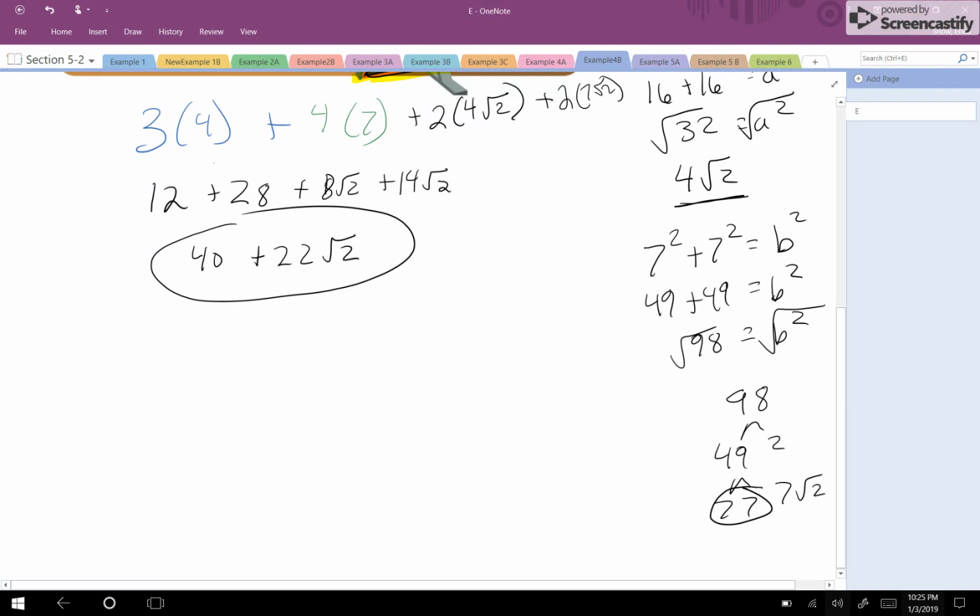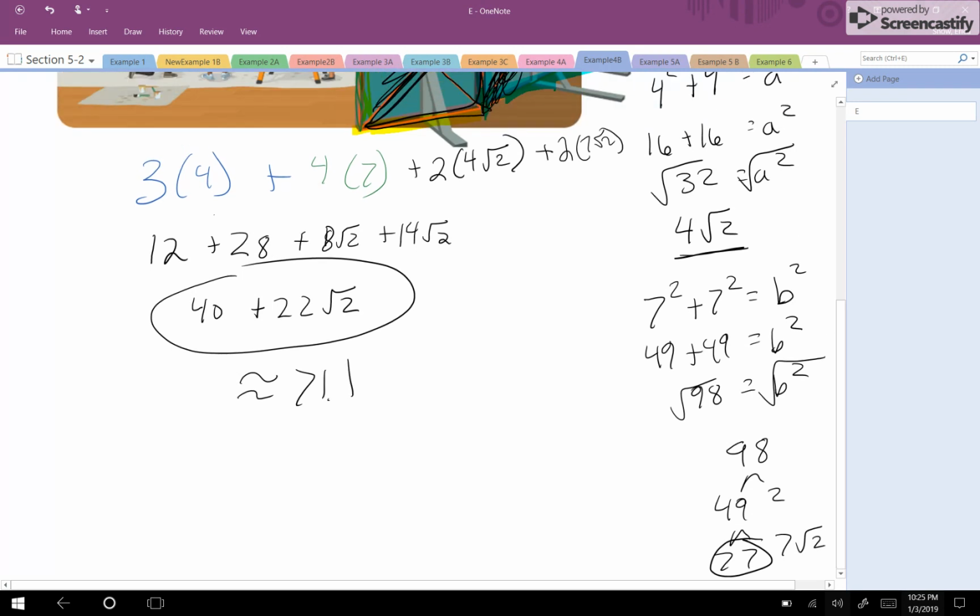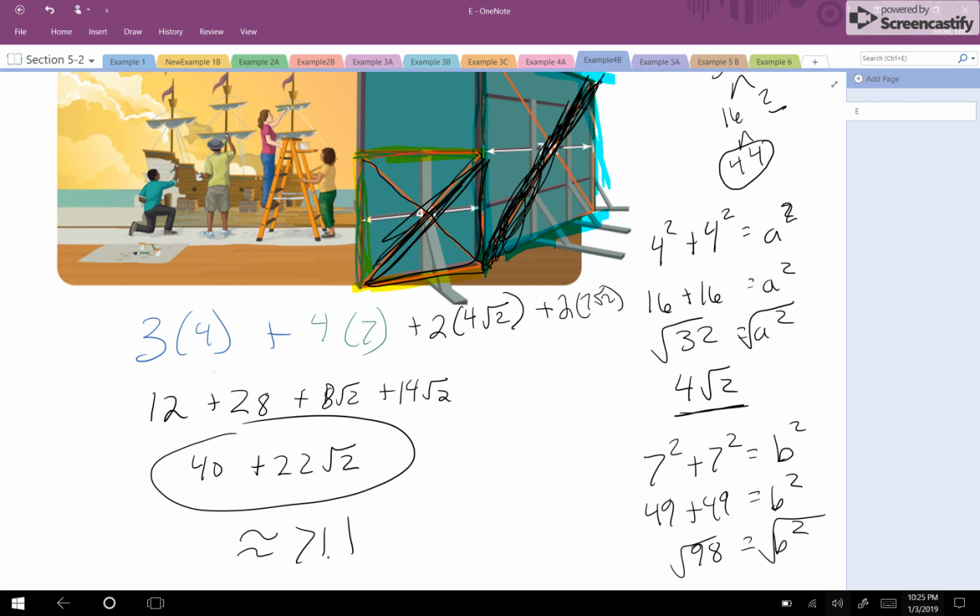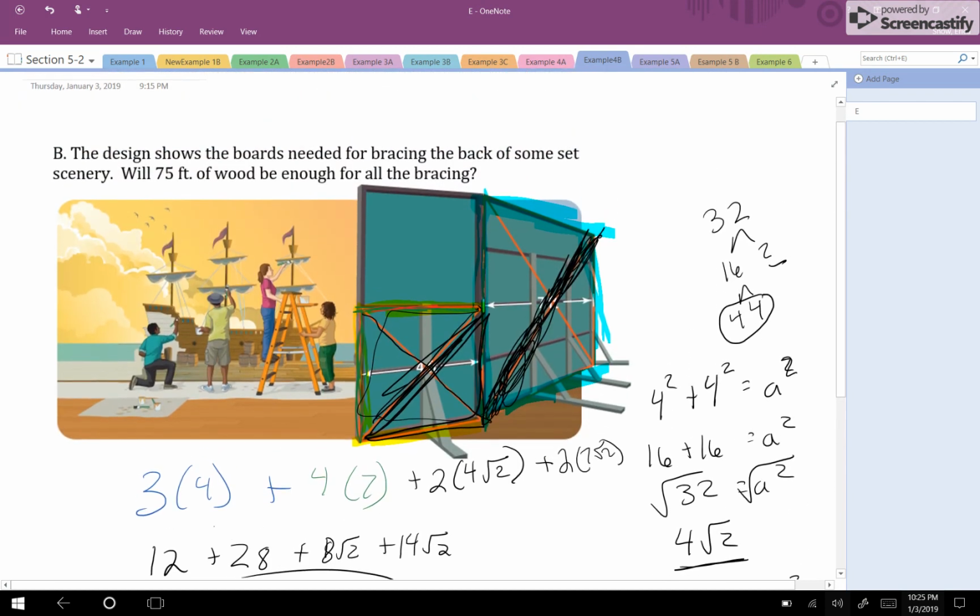Now this we actually are going to have to put into our calculator and get a number out of it. When we get that number out, these two things added together give us approximately 71.1. So that means it's going to take 71.1 feet of board to go around this box, around the big box, and through all 4 of those diagonals. It asked us if 75 feet of wood would be enough. Well, 75 feet of wood is bigger than 71 feet of wood. So it is, in fact, enough.